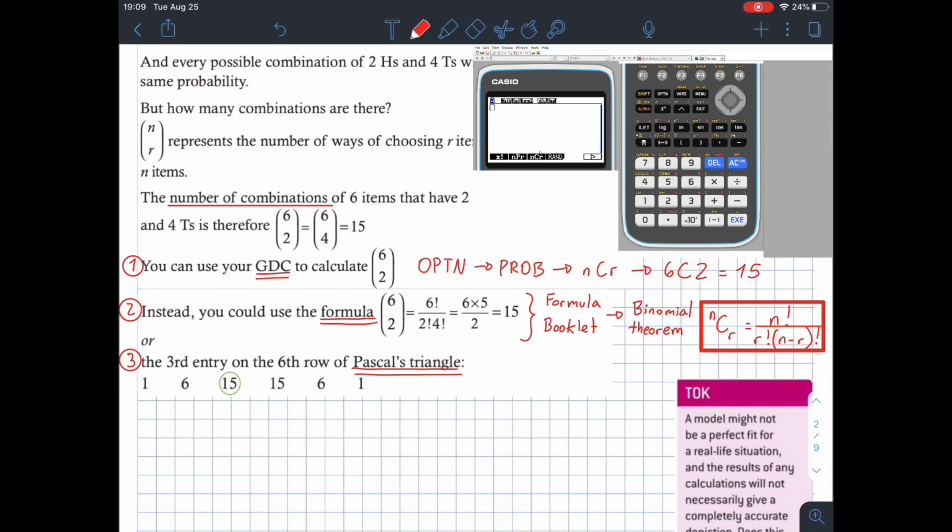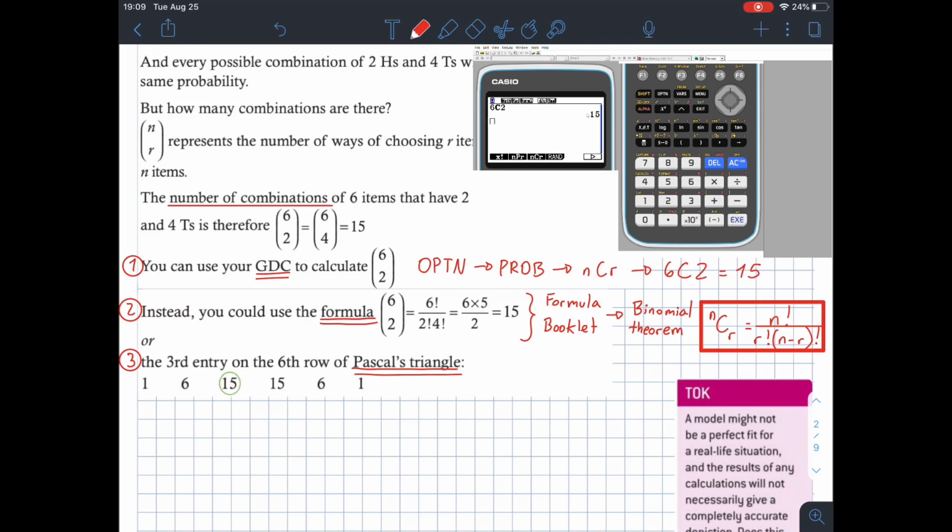So you're going to click on this, which is F3, right? F3. And there you have the C. And to the left side, you're going to put the number of trials, which is 6. And to the right side, you're going to put the value of r, which in this case is 2, right? We only want to get 2 heads. So you click on 2, and then you click on execute, enter, and there you get the value of 15.